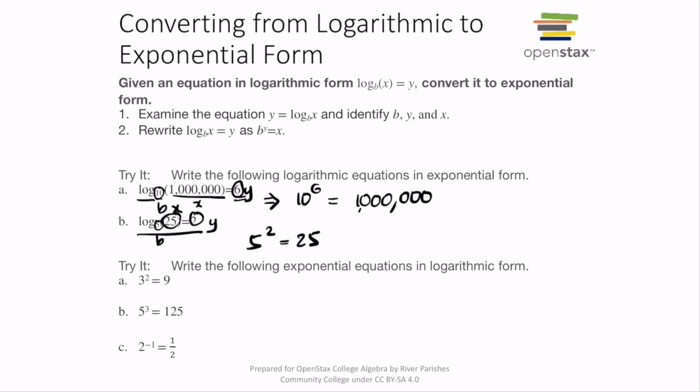Now the same in reverse would be, how would you write 3 squared equals 9? Notice that this is b, this is y, and this is x. We have to write it as y equals log base b of x. Y here is 2, equal to log base b, which is 3, of x, which is 9. So this is how we can write the logarithmic form.